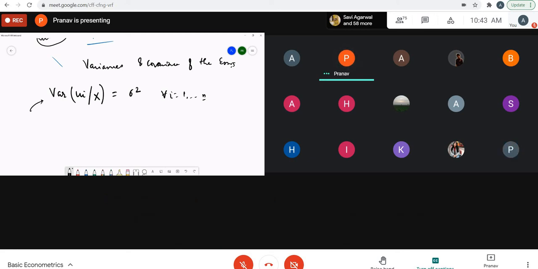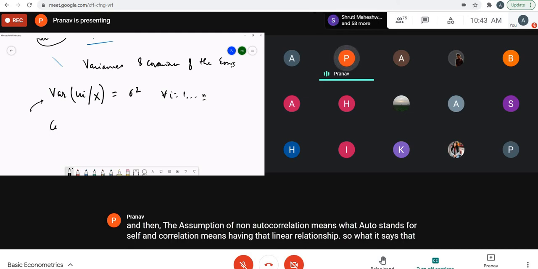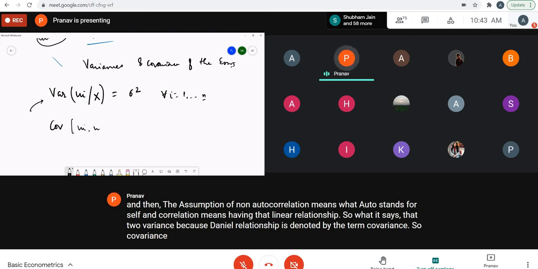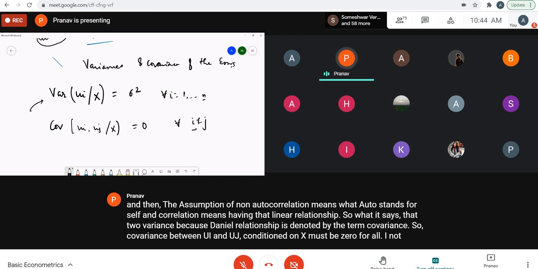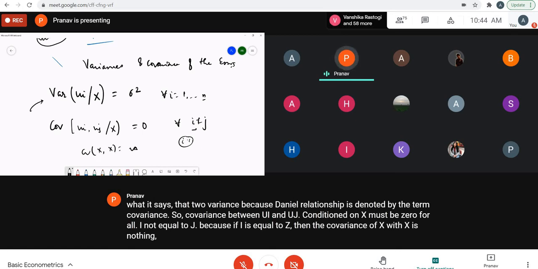Then the assumption of non-autocorrelation means what? Auto stands for self and correlation means having a linear relationship. Linear relationship is denoted by covariance. So the covariance between ui and uj conditioned on X must be 0 for all i not equal to j. Because if i is equal to j, then the covariance of X with X is nothing but the variance of X. That's what this i not equal to j is all about.